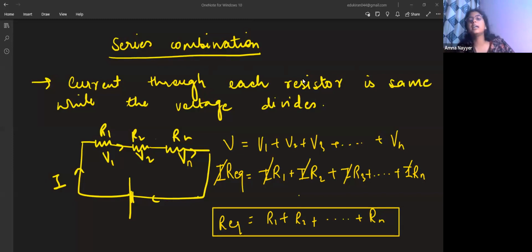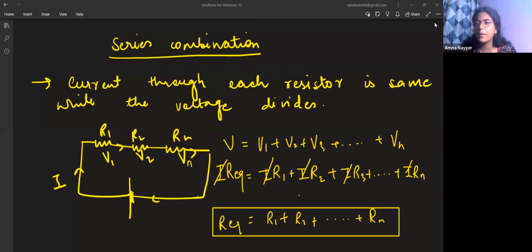All right. Now, in the last class, we had started with series combination. The equivalent resistance we get in a series combination is directly added: R1 plus R2 plus R3 plus R4, directly keep on adding all the resistors. So this is your series combination.